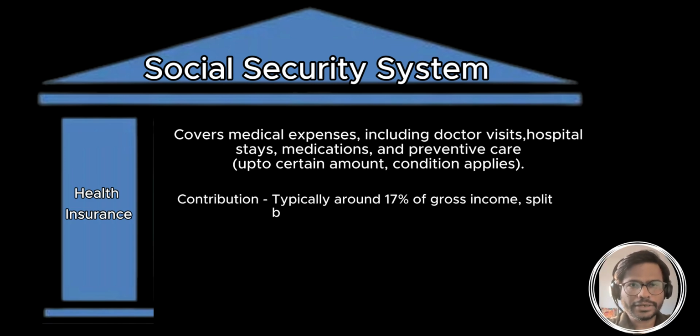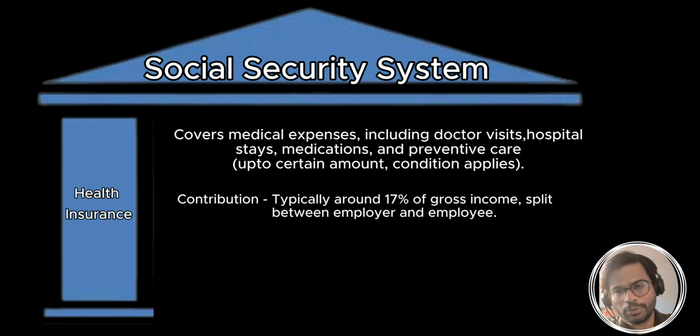So that's the typical health insurance pillar, and this is the contribution. Basically, it is around 17%. This contribution is based on the provider. There are different providers who are charging in a range of 15 to 20%. So for this example, we'll take 17% of your gross salary. But again, you don't have to worry, you don't have to pay the entire 17%. This is split between your employer and employee. That means 50% you will be paying and 50% your employer will be paying.